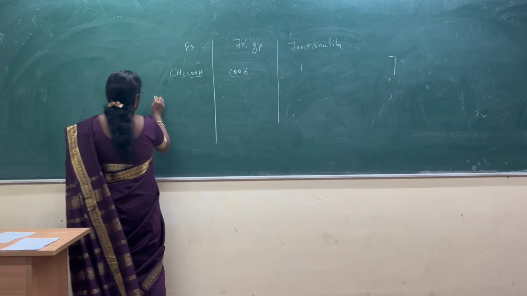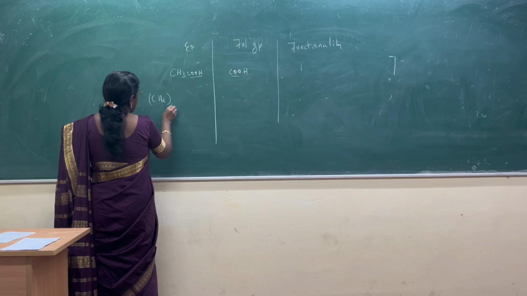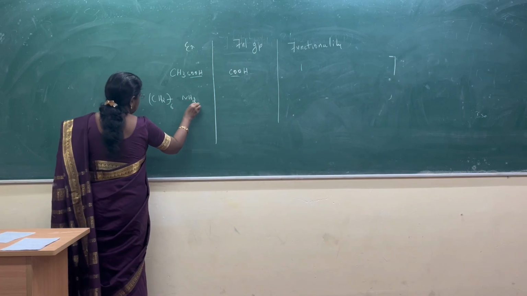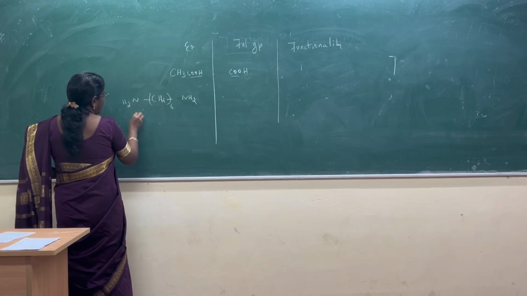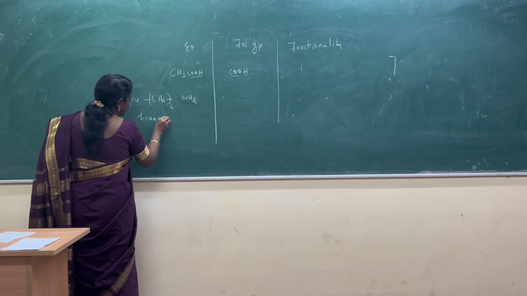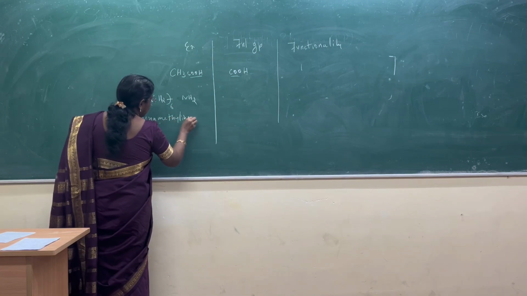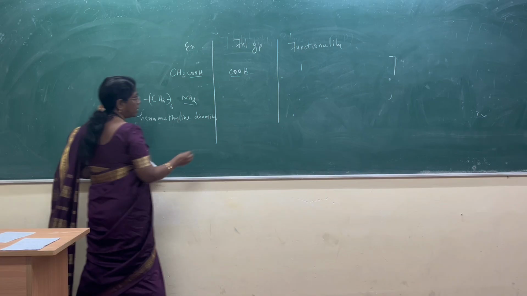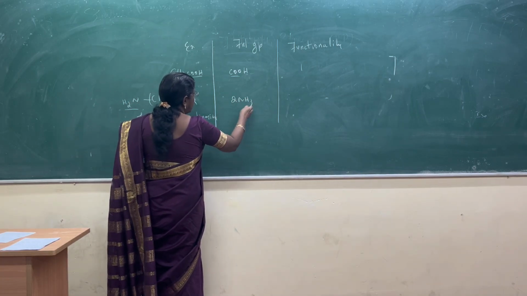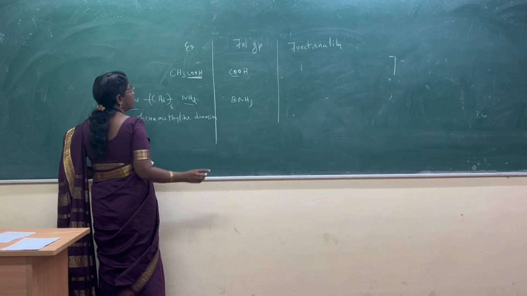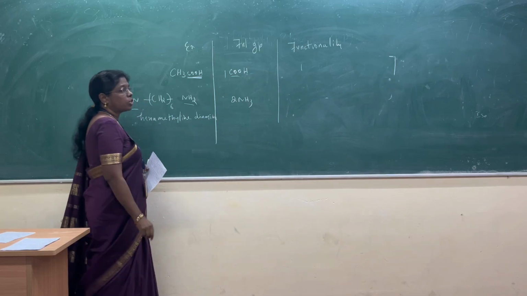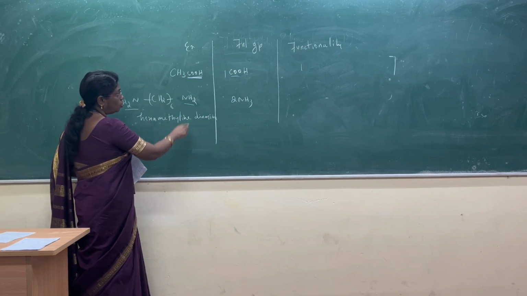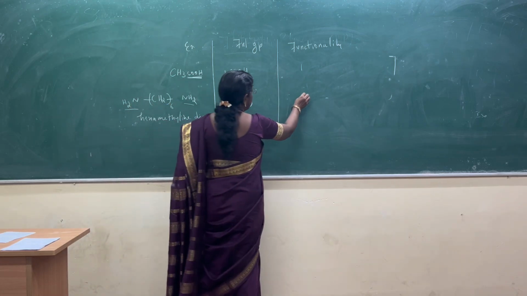Another example, hexamethylene diamine. Here there are 2 functional groups. For acetic acid, the carboxylic acid is 1 functional group, so functionality is 1. Here there are 2 amine groups in hexamethylene diamine, so we say functionality is 2.